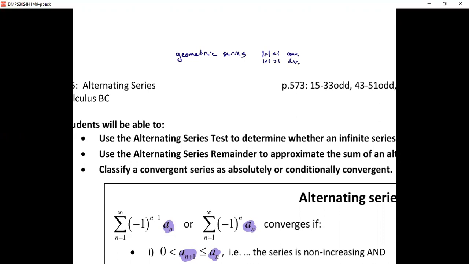What do we mean by convergence and divergence? Well, when it comes to convergence or divergence, that says, do we have a sum or not? So if we have convergence, then we do have a sum. If we have divergence, there's no sum.